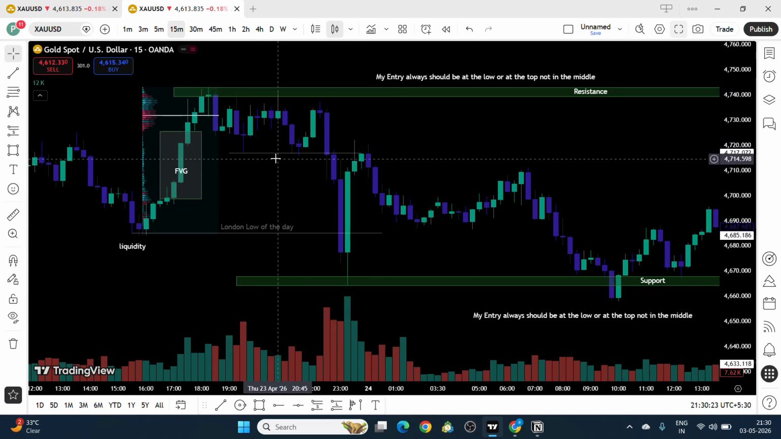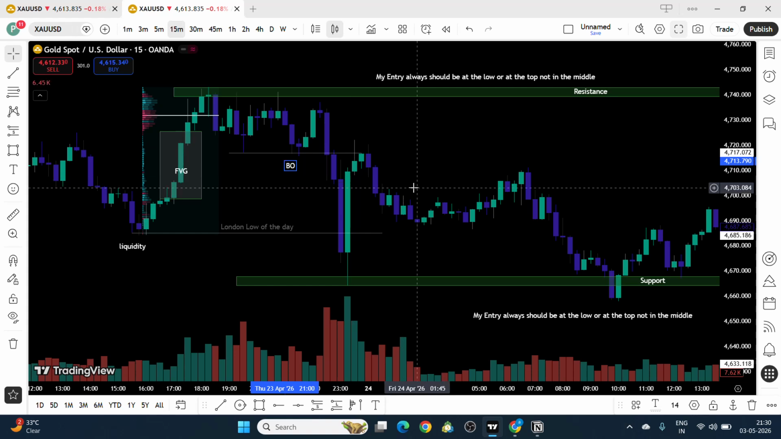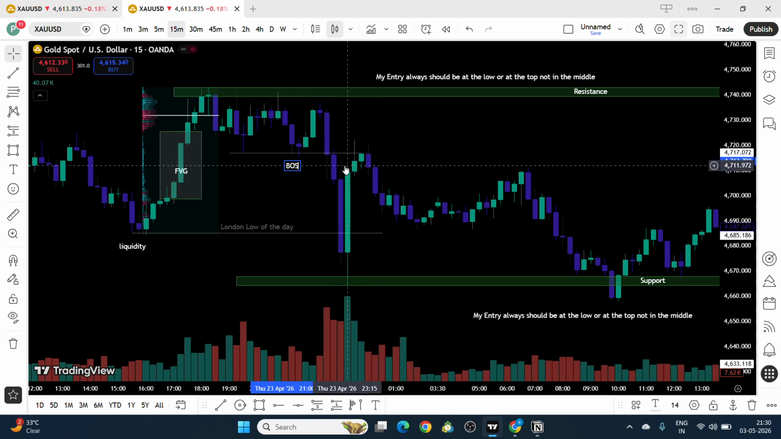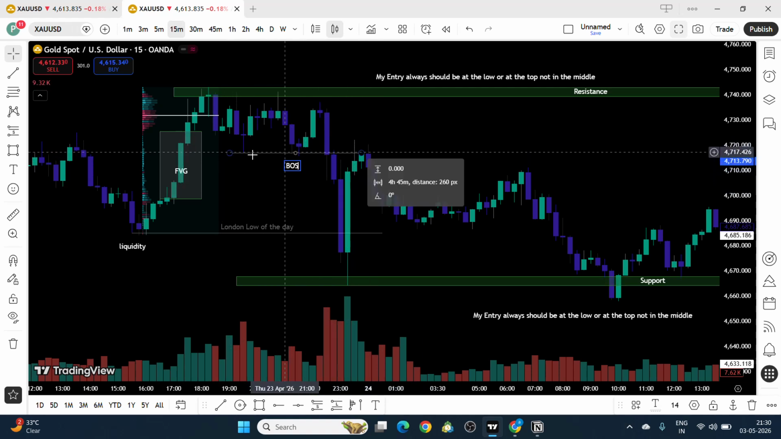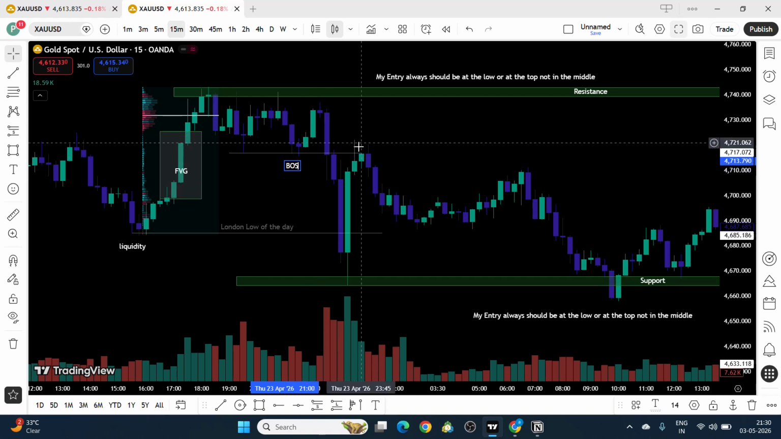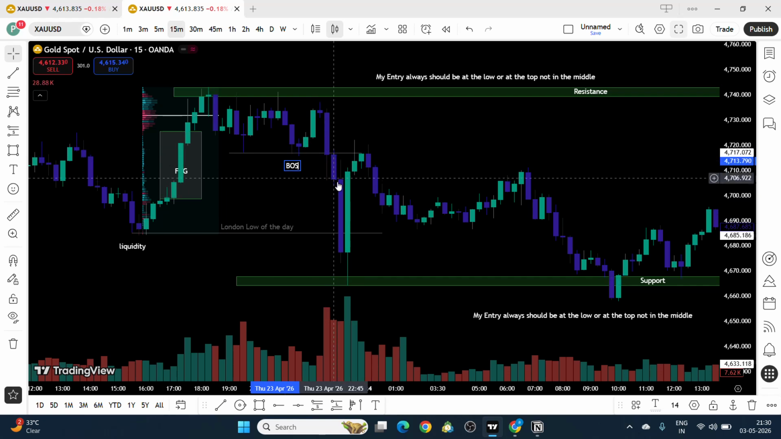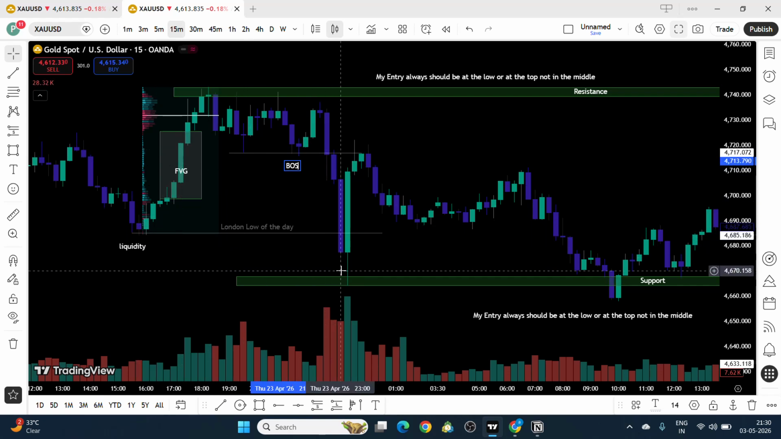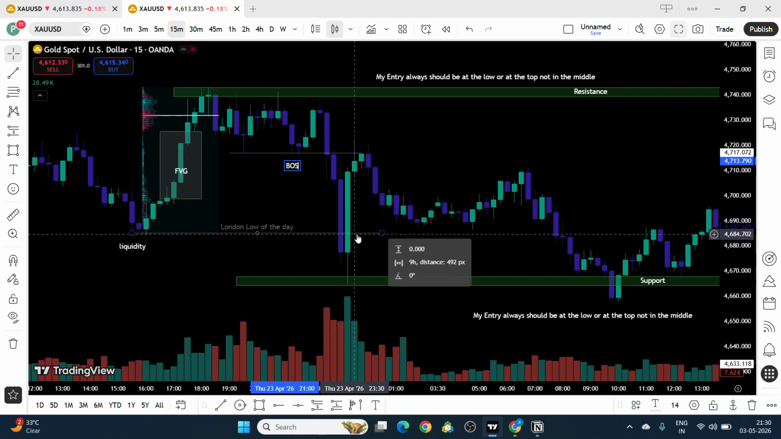Let this breakout of structure, the breakout of structure had to be taken. Here there is a support. Once it is broken and it is acting as a resistance again, all the way it is coming to take the liquidity here up to here. So here is the liquidity.